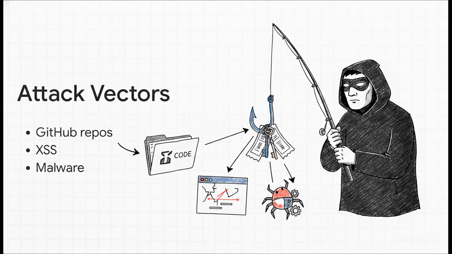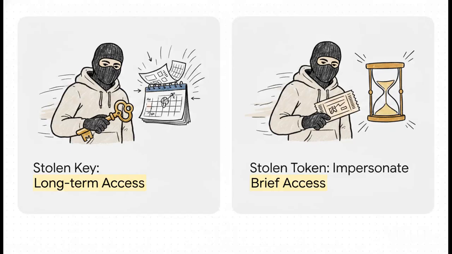They scrape public GitHub repos for accidentally committed API keys. They use cross-site scripting, malware, or memory scraping to pull access tokens right out of insecure client-side storage or compromised browsers. The impact of these thefts really highlights their architectural differences. If an attacker finds an API key hard-coded in front-end JavaScript, which happens way more often than you'd think, they can impersonate the application and bypass rate limits for months. But if they steal an access token, their window to impersonate that specific user is rapidly closing, often completely shutting them out in less than an hour when the token naturally expires.